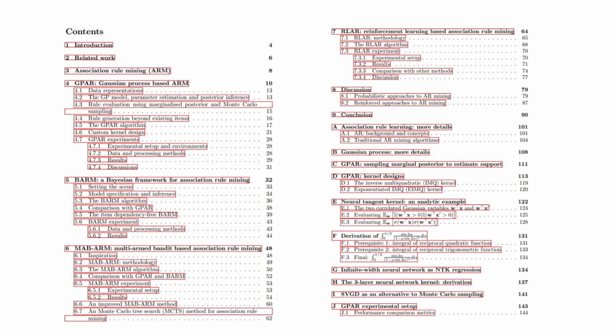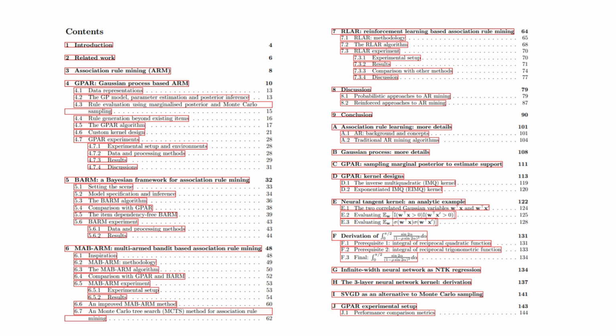Now, what about the other two, MAB-ARM and RLAR? You said they use smart search. How do they find those unexpected links? Think about those surprising connections, like that old retail legend, beer and diapers. Yeah, I've heard that one. Traditional methods might miss that because, well, it's not that common overall. But MAB-ARM and RLAR are designed differently. They actively hunt for valuable rules, even rare ones. Hunt. Like they learn where to look.